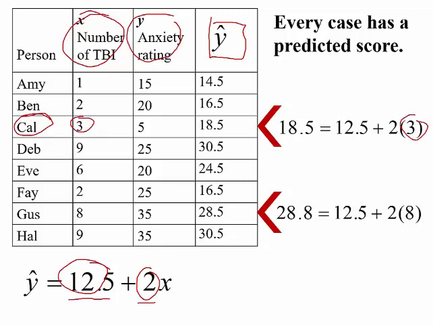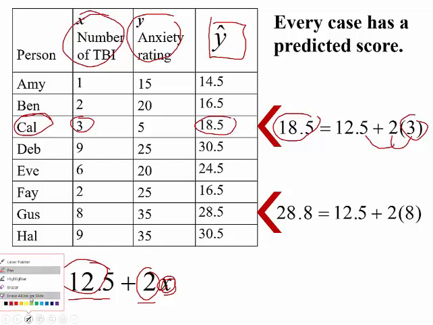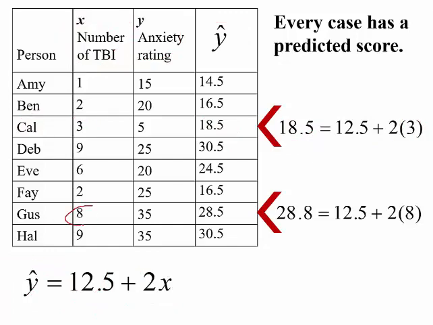So I'll just put a 3 right here. X is 3. So 3 times our slope of 2, add to that 12.5, our intercept, and I get a predicted score of 18.5 for Cal. And so I put a predicted y hat in this third column for Cal. Or let's see, we've got Gus over here. Gus had a score of 8 on x, so I'll put an 8 right there. That's for the x in our equation. 12.5 plus 2x, 12.5 plus 2 times 8 for Gus gives us a predicted score of 28.5.